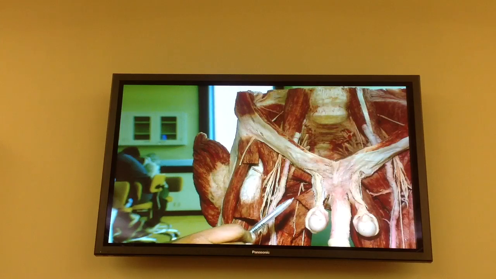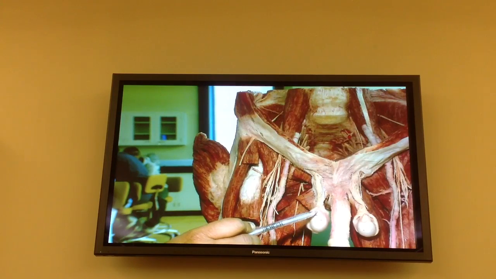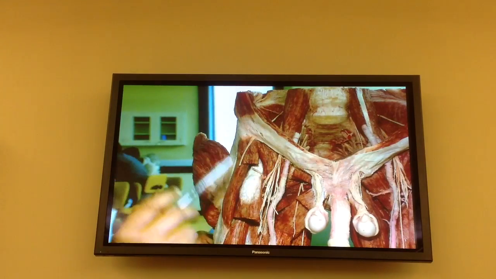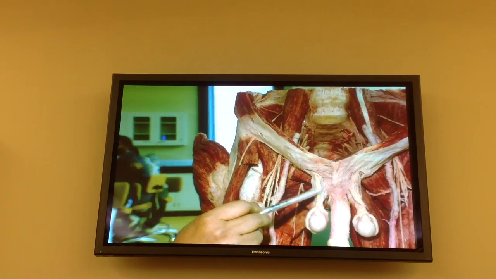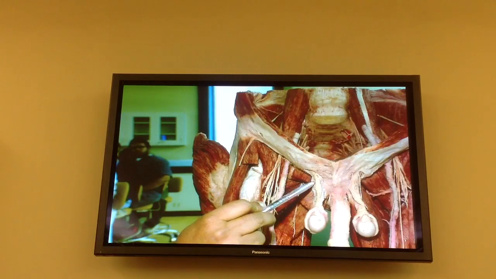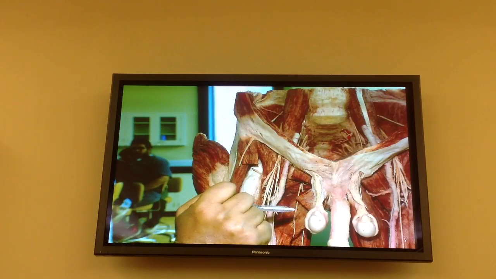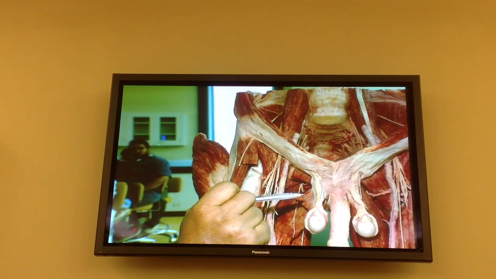Now the male reproductive system, you see, these are the two testes, 1 and 2. What are these? Epididymis. Any query? Sure? Epididymis. What is this? Spermatic cord. Spermatic cord. In this spermatic, S-P-E-R-M-A-T-I-C, spermatic cord.